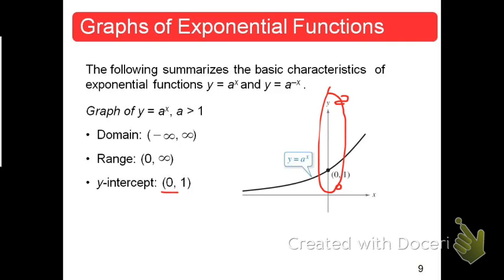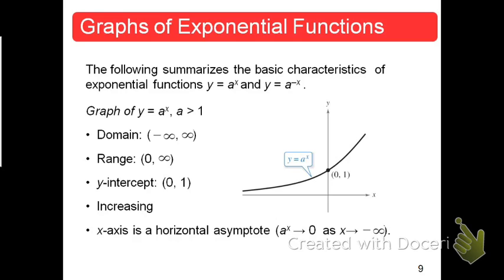We see also that our y-intercept is 0, 1. The function is always increasing. And we notice that the x-axis happens to be a horizontal asymptote. We say this function is continuous because there are no breaks or holes in this function.